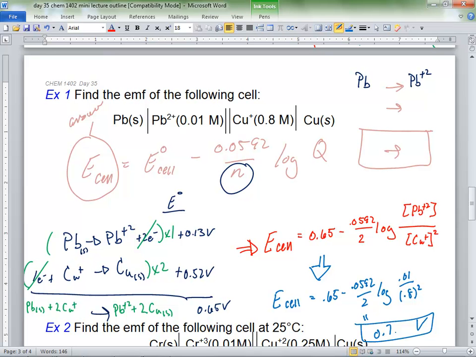Find this first, then log, then multiply by 2, then divide by negative this, and then add this. So just like we did in the first question, find what's inside the log first, then take the log of it, times 0.0592, divide by 2. Remember, it's negative. Think of the log as a number that you have to find first. The log of something is just a number.